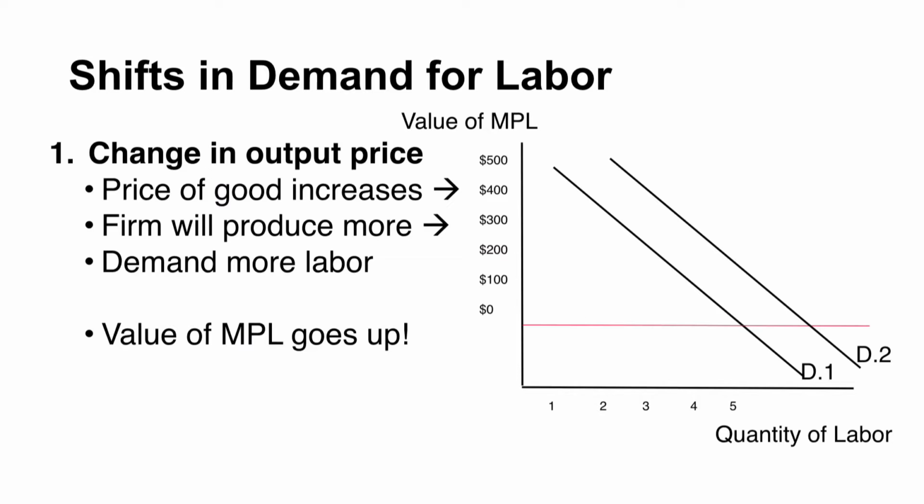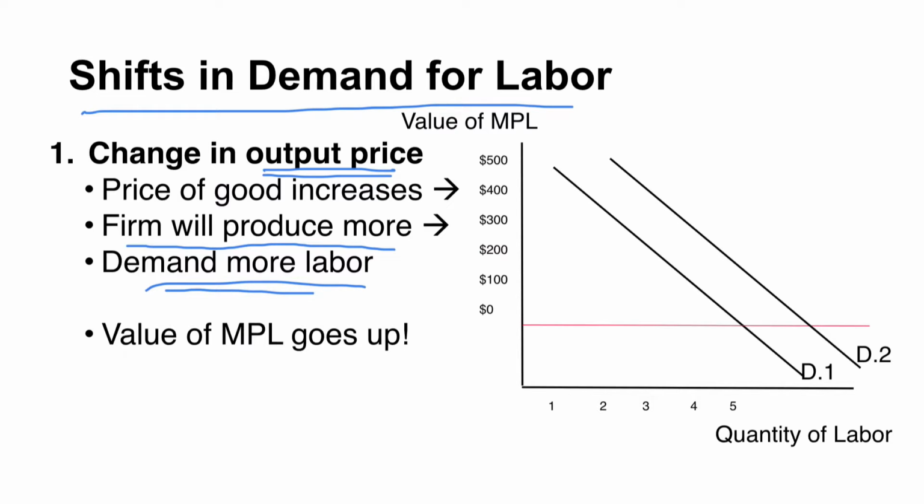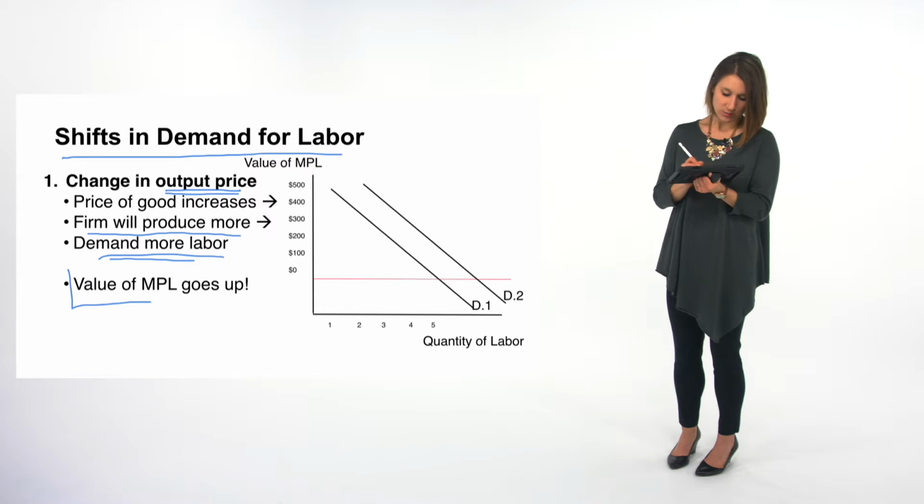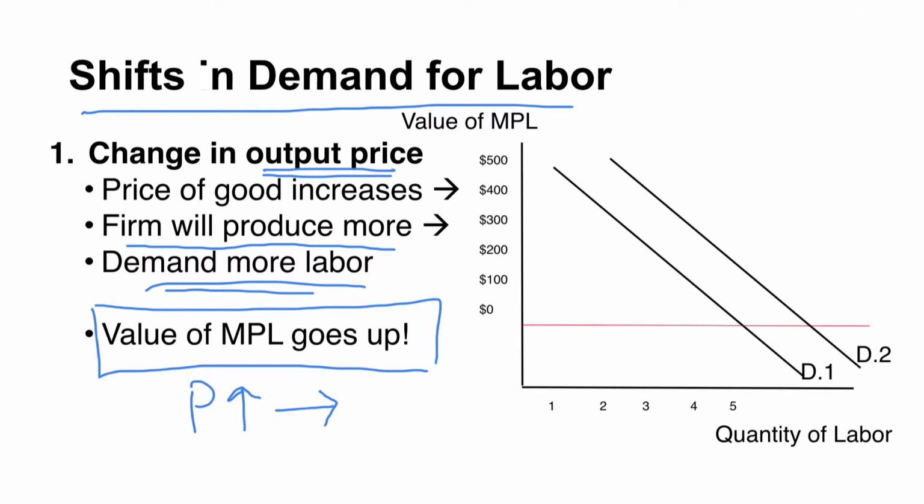So now let's think about shifts in the demand for labor. What are some things that would cause the demand for labor to change? Well, one of the first is a change in the output price. As the price of the good increases, the firm will be able to produce more, and therefore the demand for labor will go up. The value of the marginal product of labor goes up because the price has risen. So therefore, all else equal, this is going to mean that the firm is going to demand more labor.